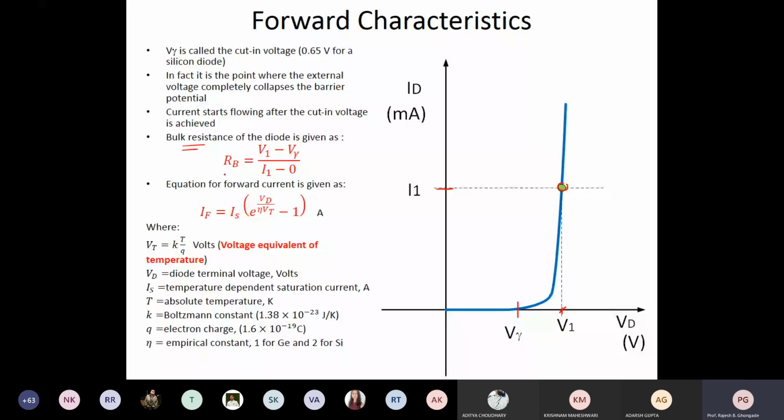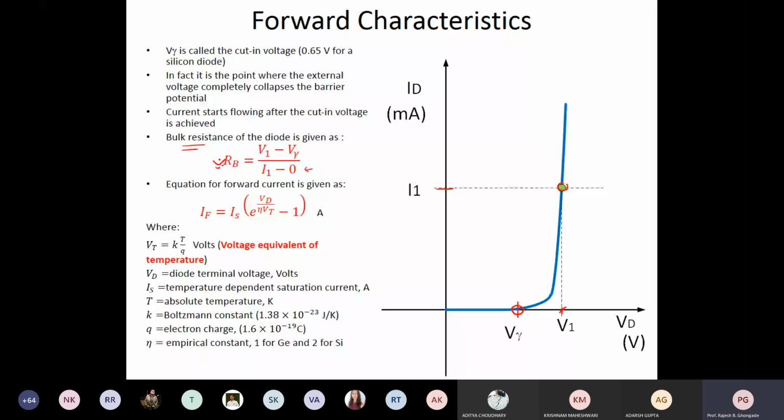How can you find it out? It is simply Y2 minus Y1 divided by X2 minus X1, the other way around, because it is an IV characteristic rather than VI. So it is (V1 minus V gamma) divided by (I1 minus 0). Why is this 0? Because at the V gamma point the current is 0. The current is 0 at this point. Fine. So that is called the bulk resistance of the diode.